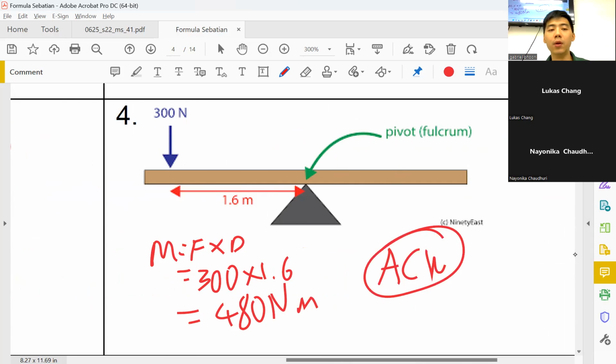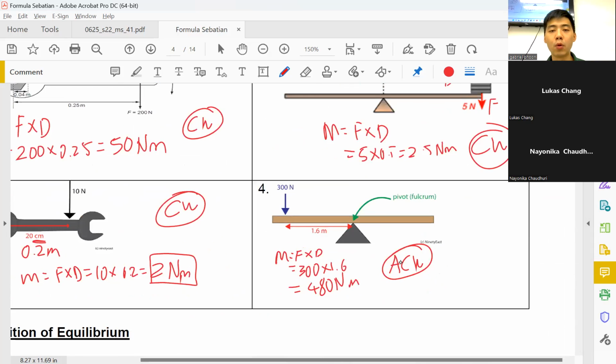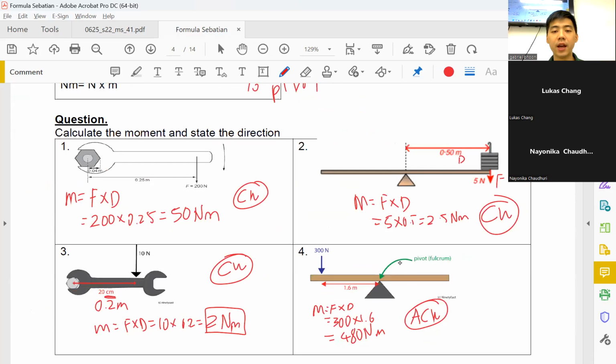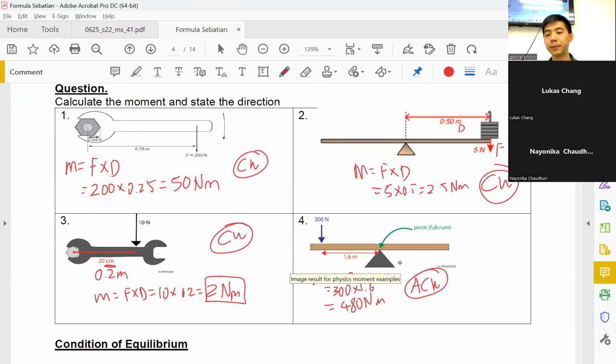Right. Anyone got anything wrong for these 4 questions here? Quite straightforward now, guys. Anyone got anything wrong from these 4 questions?